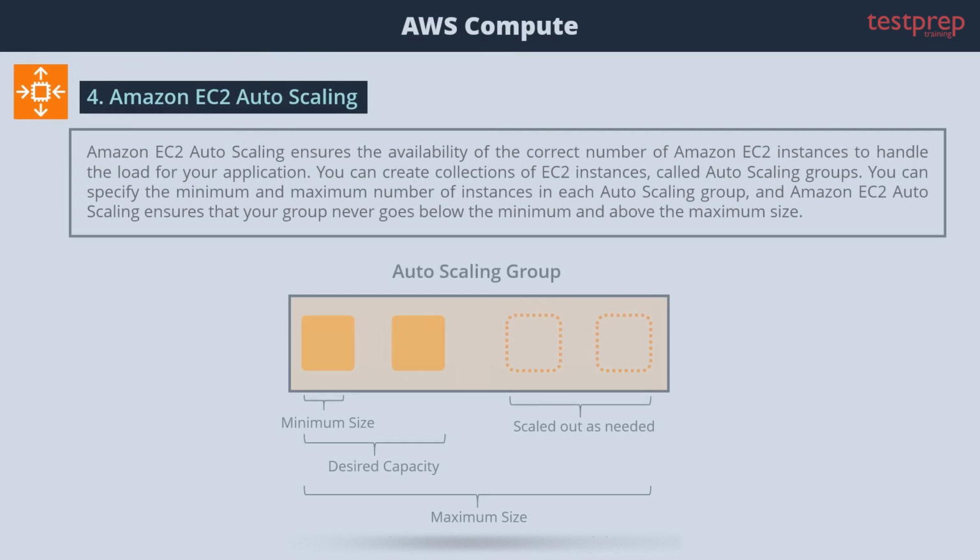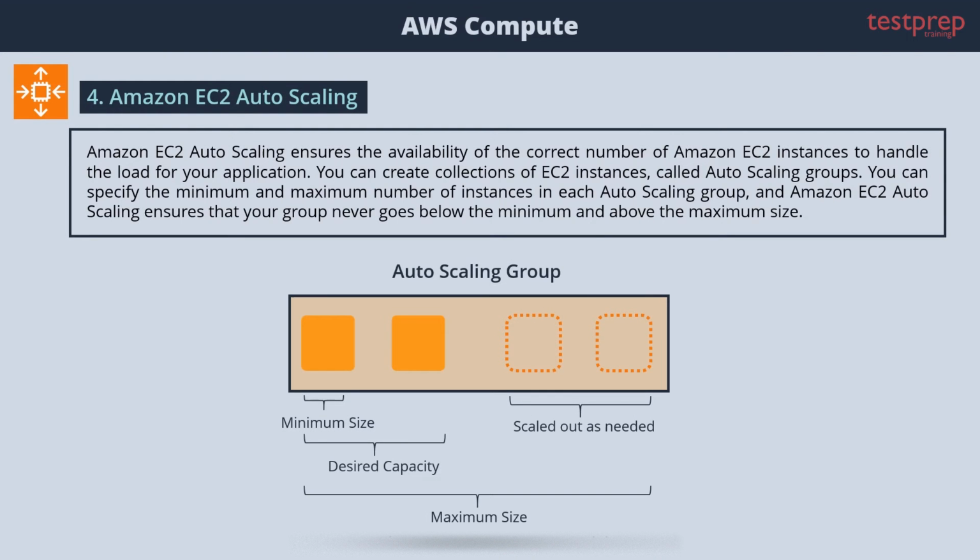Amazon EC2 Auto Scaling. Auto scaling ensures the availability of the correct number of EC2 instances to handle the load for your application. You can create collections of EC2 instances, called auto scaling groups. You can specify the minimum and maximum number of instances in each auto scaling group, and Amazon EC2 Auto Scaling ensures that your group never goes below the minimum and above the maximum size.